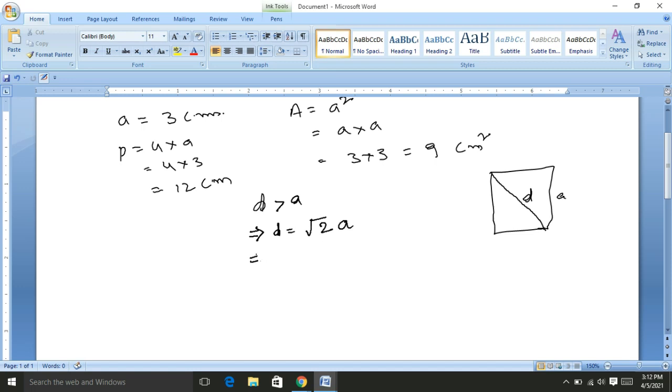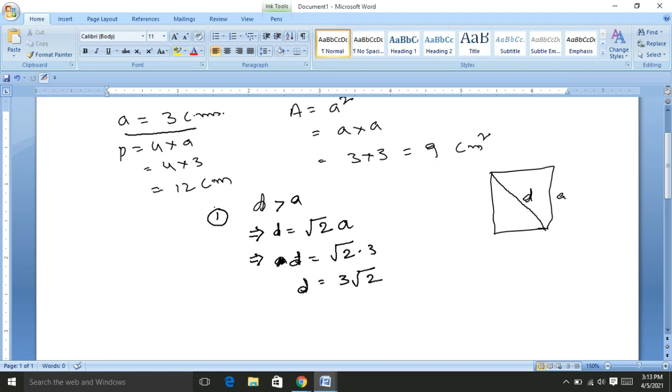From this we draw that d equal to root 2a. Suppose we know the side a equal to 3, then d equal to root 2 into 3, that equal to 3 root 2, the diagonal of the square for the length of the side a equal to 3. So this is the first important one.